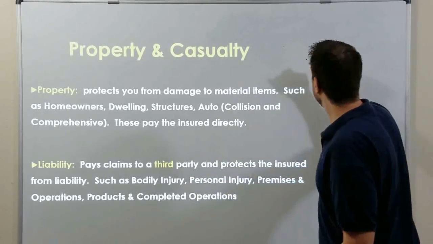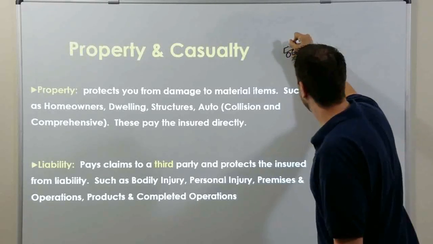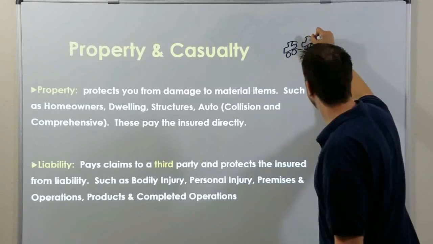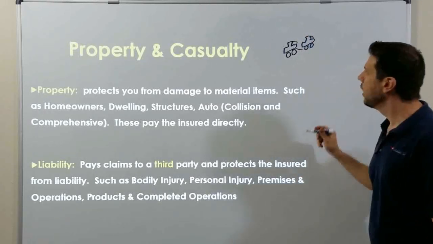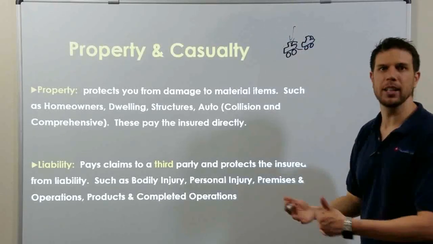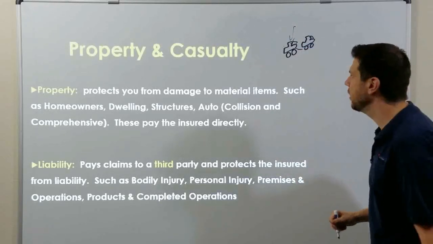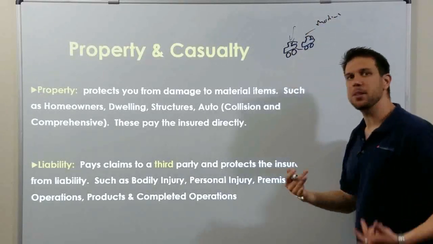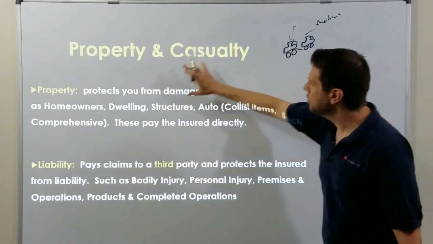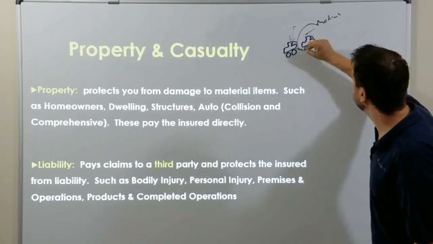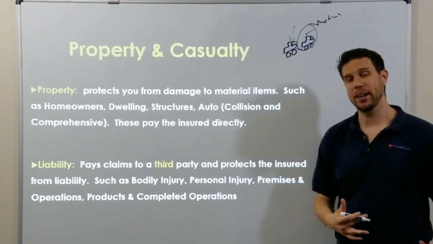So, for example, let's say you're driving your car and you rear end another car. Property insurance fixes your car. That's like collision insurance on an auto policy. But this other guy has medical bill damage. He has to be fixed. The casualty, also known as liability portion of your policy, will pay out claims to this guy and cover his medical bills.